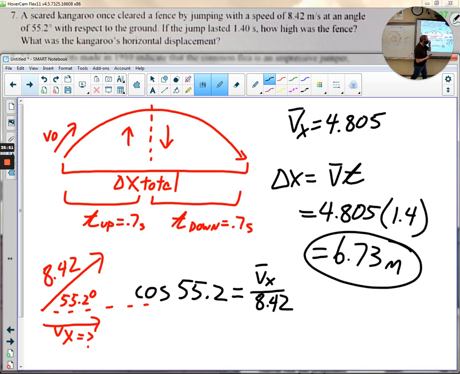Okay, so if the other ones are too tough, that one was way too easy. So that's the displacement, the horizontal displacement. Now, yeah, we do have to find the height.